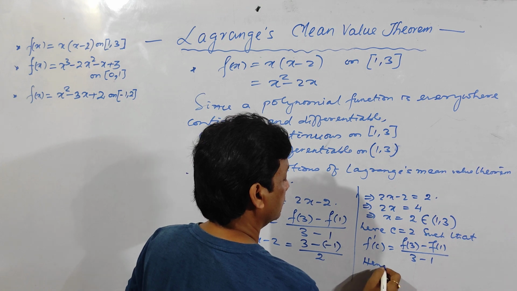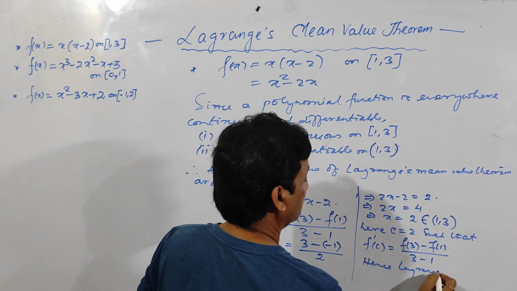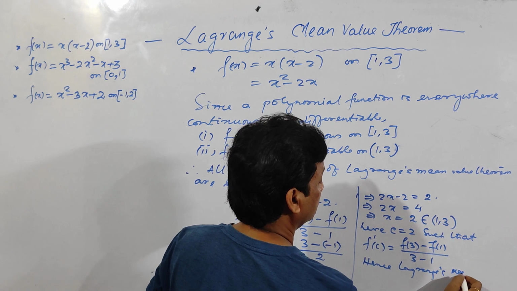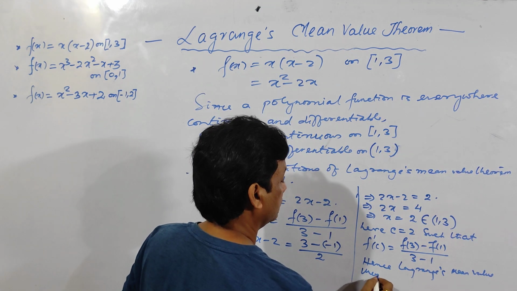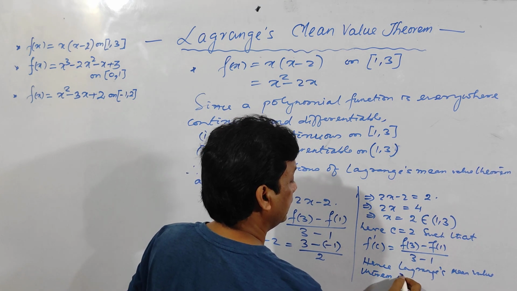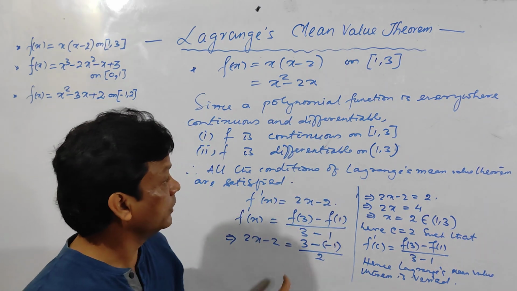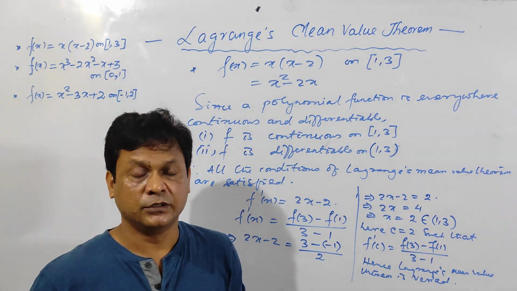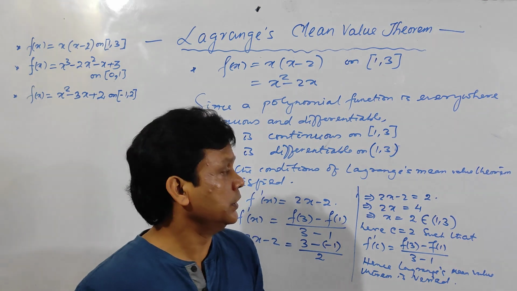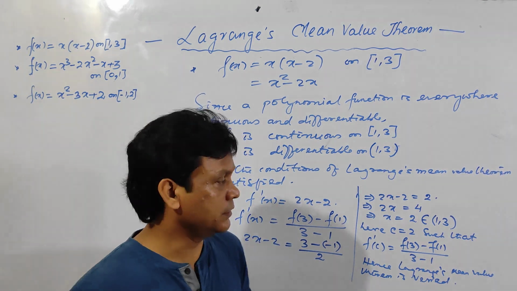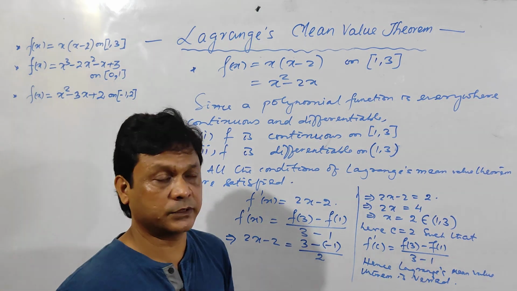Means Lagrange's mean value theorem is verified, and you should write like this. Complete steps you should write. Otherwise you will not get 2 marks. It is a 2 mark or 3 mark question. In order to get 2 or 3 marks, you should write the complete process.